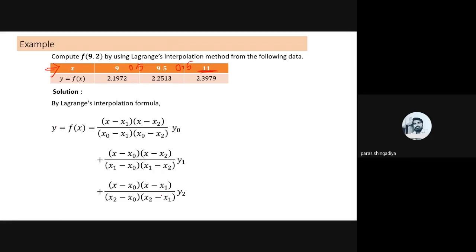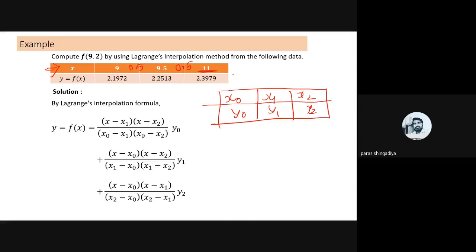ठीक है, ये formula आपको वहां पे बनानी है, डिफाइन करनी है, बाद में जो वैल्यू इसमें दी गई है वो रिप्लेस करनी है. ठीक है, so how we can define this formula? x0, x1, x2 are given. Similarly y0, y1, y2, the corresponding values. This data are given in this example. Three values are given, 9, 9.5, 11. So first term कैसे बनेगा? तो फर्स्ट टर्म में आपको x0 को स्किप करना है. ठीक है, we'll prepare the formula for x0, y0, then after x1, y1 and x2, y2. So the remaining two values, that is x1 and x2.